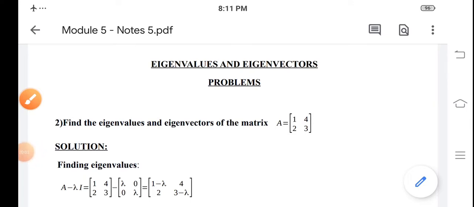Hello students. In the previous class we discussed eigenvalues and eigenvectors. Today we shall continue with the problems on eigenvalues and eigenvectors.